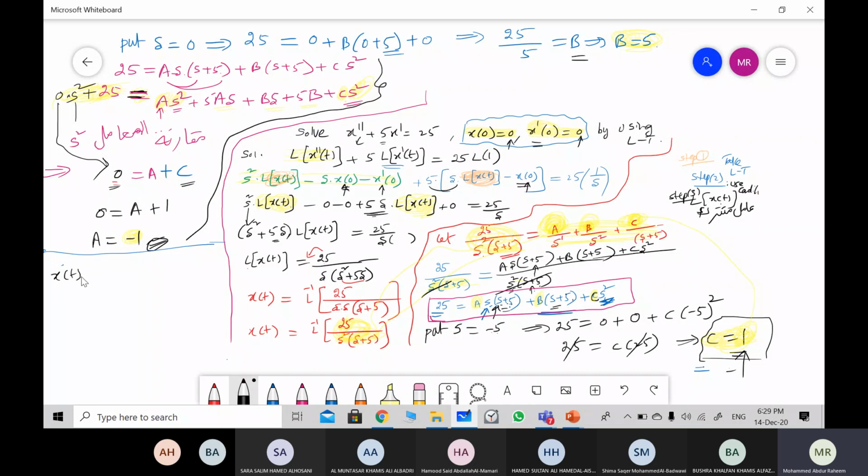So x of t is L inverse of the bracket. How much is A? -1. So -1 over S plus B. How much is B? 5 over S squared plus C. How much is C? Here 1 over s plus 5.